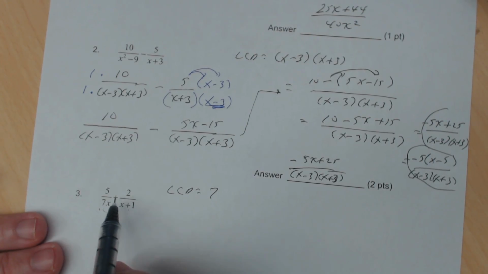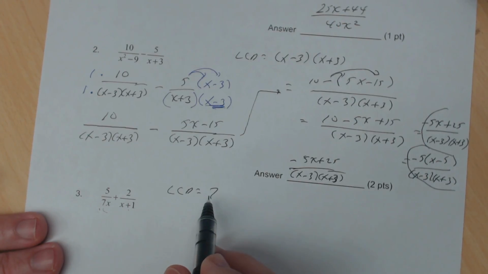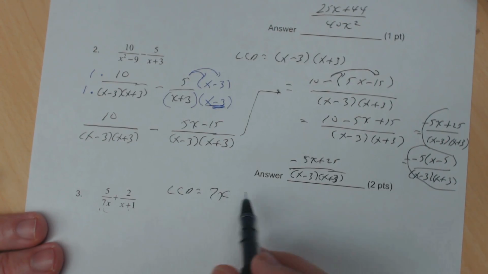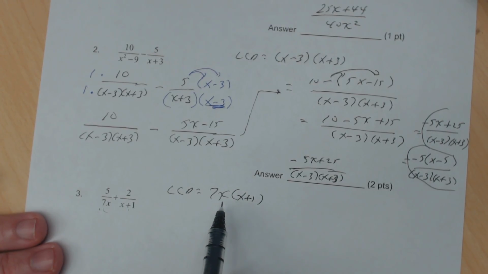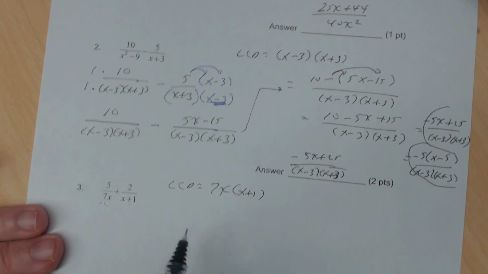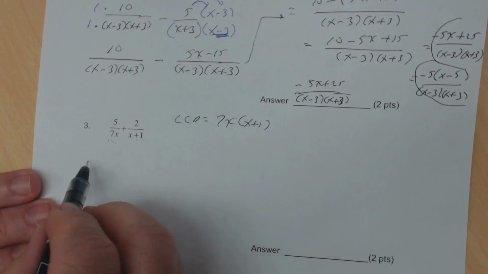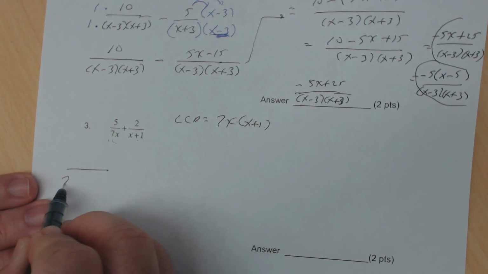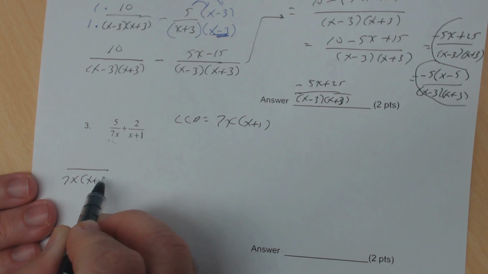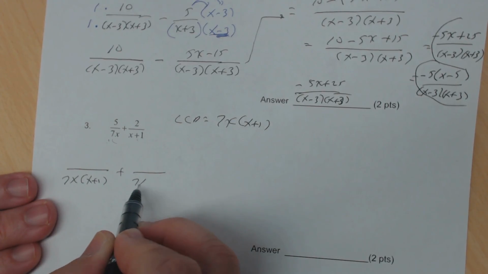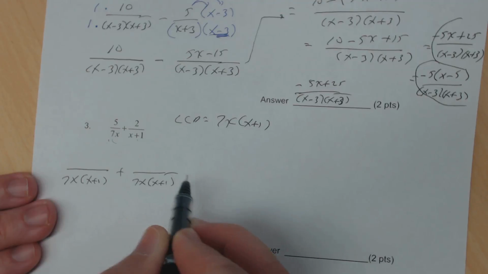I have one factor here. I don't have any here. Now be careful. That right here is one factor. That's x plus 1. Okay, so I need one factor of x. And then my next factor is x plus 1. I need one factor of that one. So the LCD is 7 times x times x plus 1. Now you're going to write 2 fractions with that denominator. So 7x times x plus 1 plus 7x times x plus 1.